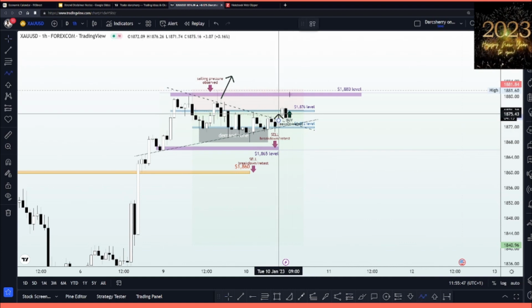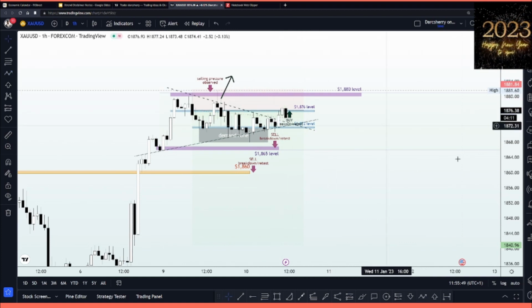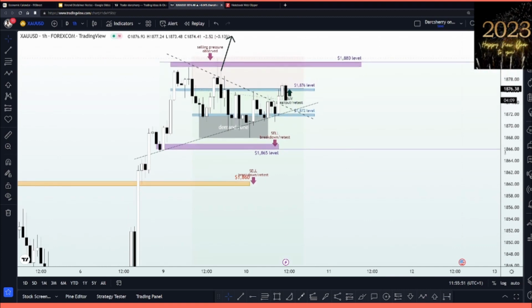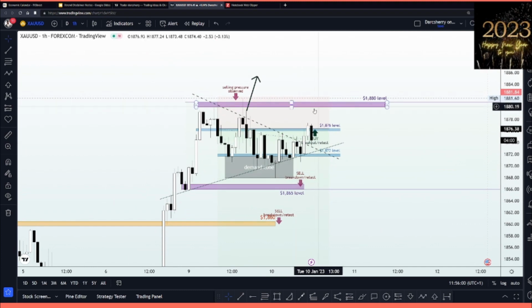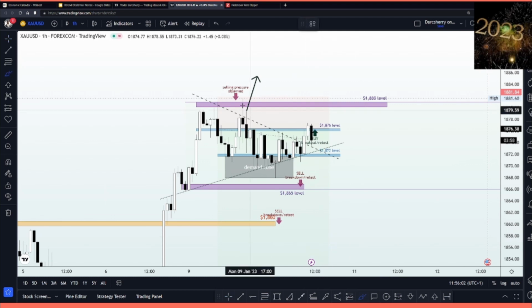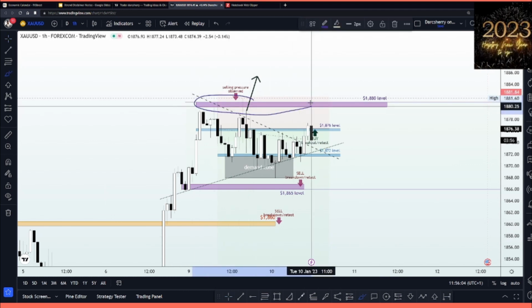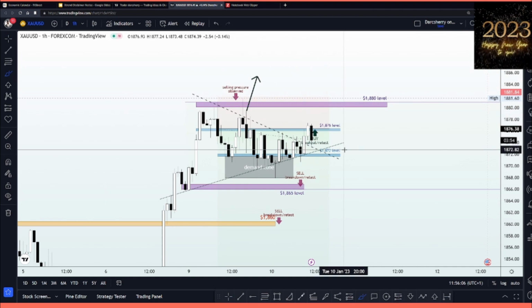So a breakout of this triangle to the upside could incite a bullish momentum. But even if a breakout of that trend line to the upside happens, we will still have to be very wary of what could likely happen because of this 1,880, which has been a strong selling niche for participants in this market since the beginning of the week.